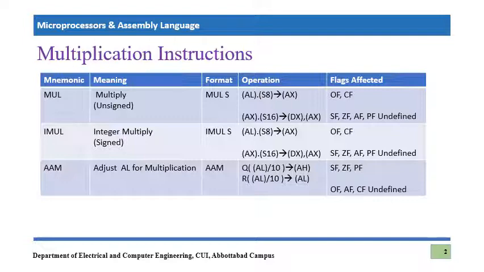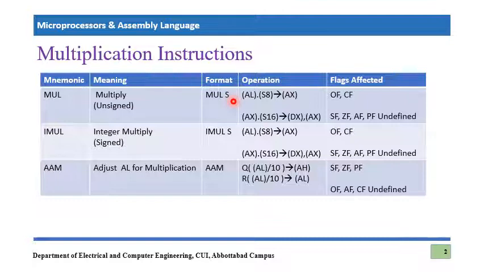Okay, we are going to start our multiplication instructions, and there are three multiplication instructions which we are going to study in this lecture. The very first instruction is MUL. MUL is the mnemonic for the multiply instruction, and this multiply instruction is for unsigned numbers, as it is written in this bracket. The format of this instruction is very simple: MUL and the source operand.